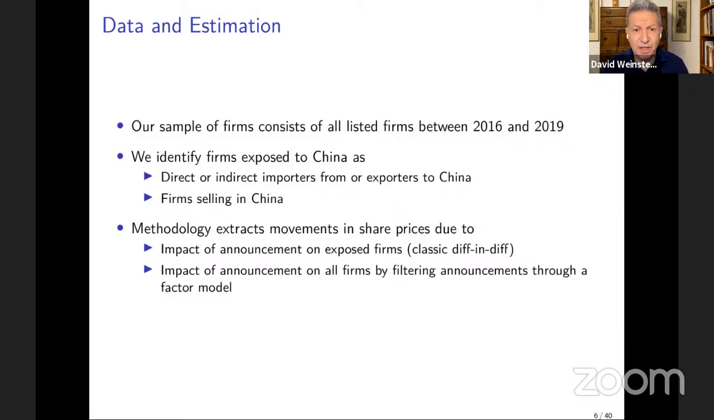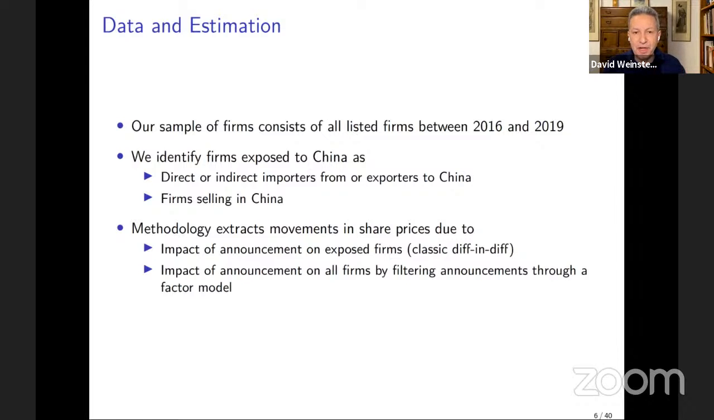In terms of the data that we're going to use, our sample is going to be all listed firms that existed between 2016 and 2019. We're going to identify firms exposed to China as direct or indirect importers from China or exporters to China, as well as firms selling in China.